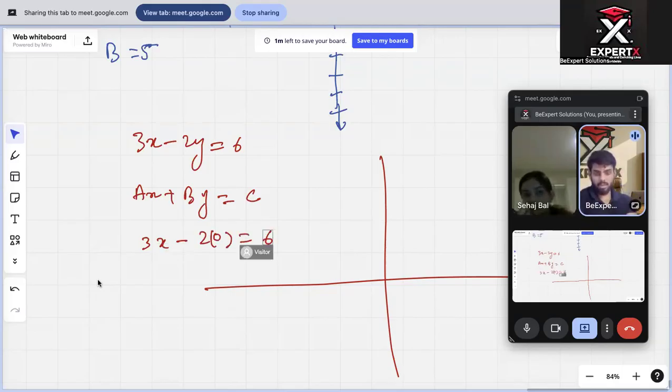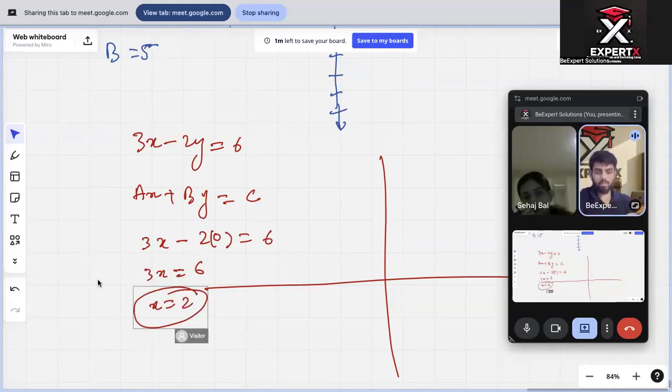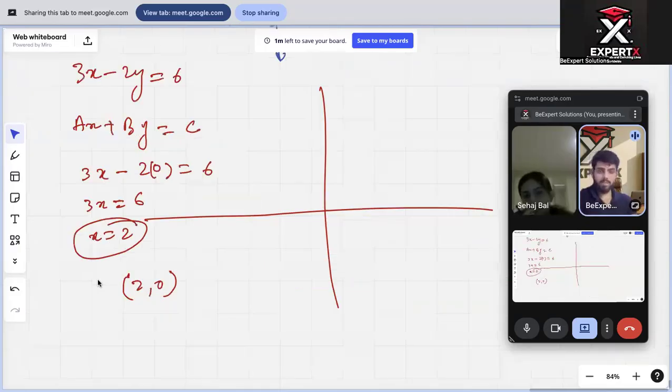So you get 3x minus 0 equals 6. You divide it by 3, it would be 2. So you get x as 2. So basically the coordinate is 2 comma 0. That's the first thing. You need to find the y-intercept too, to do the graphing. The y-intercept is where your x becomes 0 basically. So figure out both the x-intercept and the y-intercept.